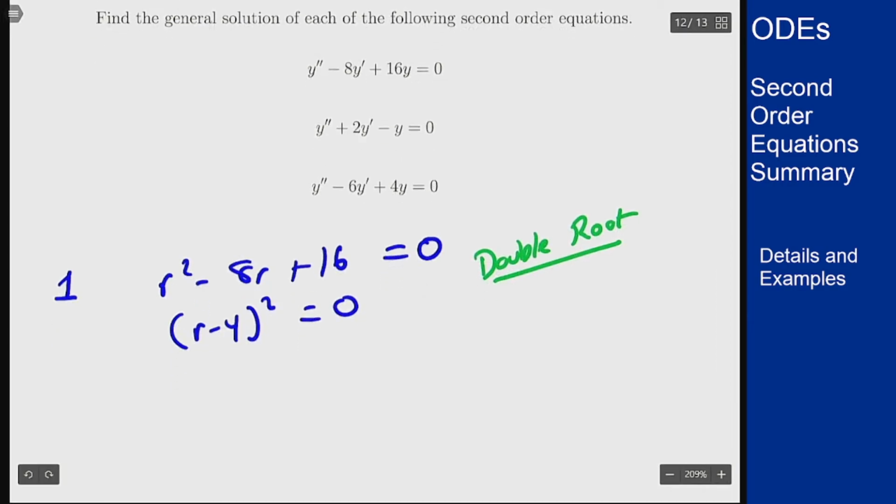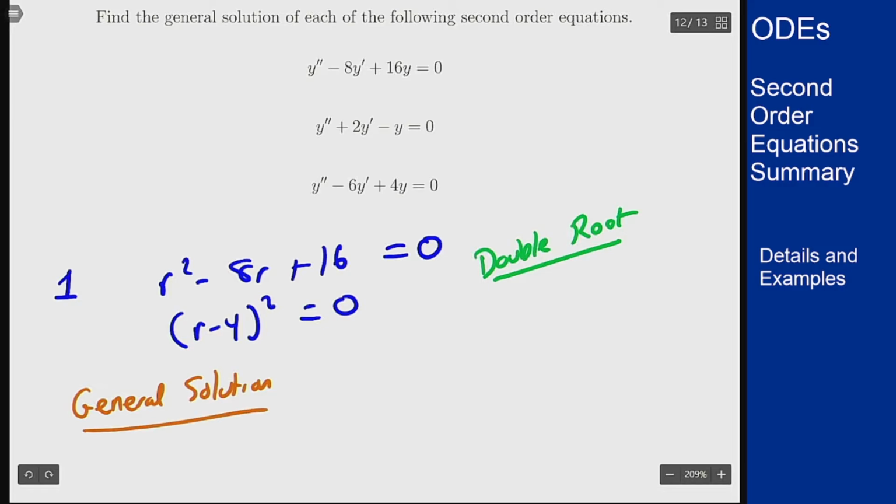Therefore, our general solution, since the root is 4, is y of t is c1 e to the 4t plus c2 times t e to the 4t.